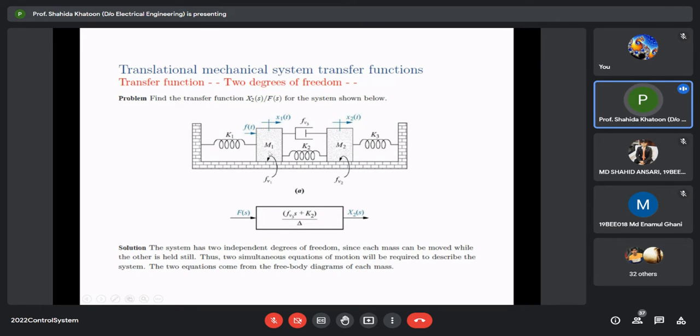You need to draw two free body diagrams, one for M1 and the other for M2. As we have done in the electrical system with I1 and I2, if we have two meshes, then we have two mesh currents. Here also we'll take X1 and X2 as the two output variables. Try to solve this problem on your own by drawing the free body diagram for M1 and M2. Do it yourself.